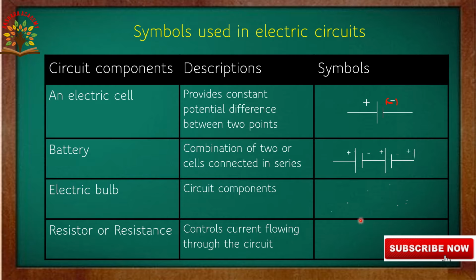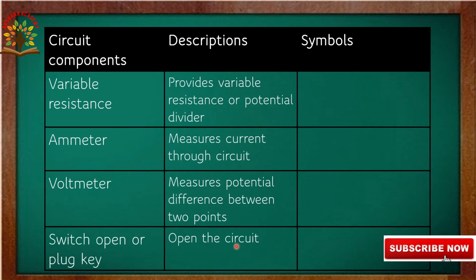Next we will go for the bulb. Here we are taking the circuit diagram of the bulb. This is the symbol for an electric bulb. And the next, resistance or resistor. It controls the current flowing through the circuit. This is the symbol representation of resistance.